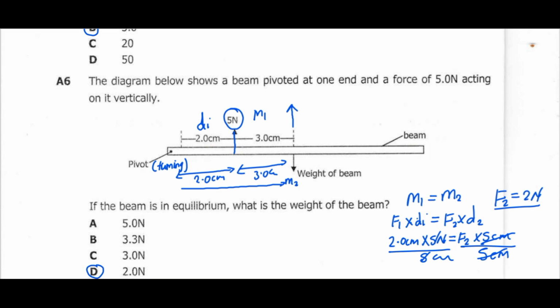So if we multiply 2 times 5, we get 10. 10 divided by 5, we get 2. So this means that the force that was pulling the beam down was 2 newtons, so that it remains in equilibrium.